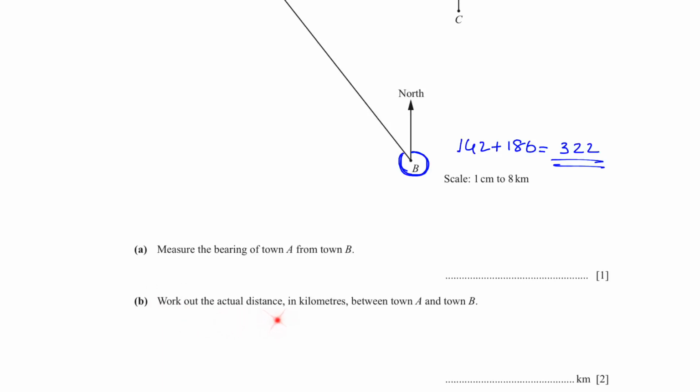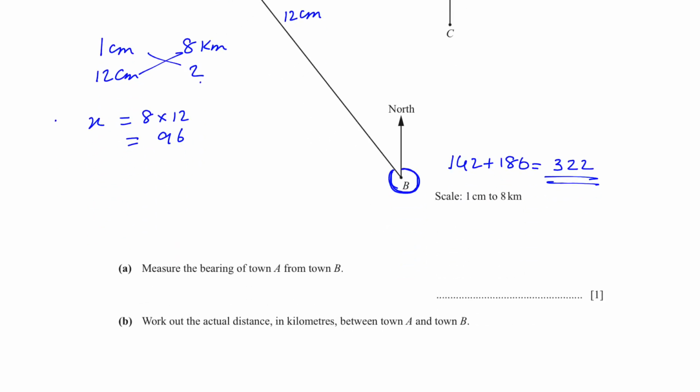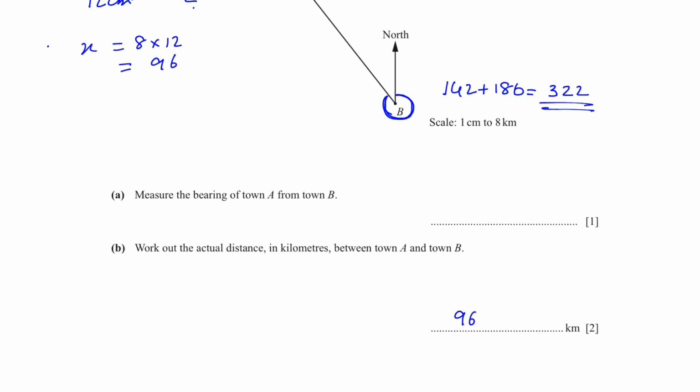In B, work out the actual distance in kilometers between town A and town B. The distance between town A and town B is 12 centimeters. We have been told the scale is 1 centimeter equals 8 kilometers. Therefore, 12 centimeters will equal how much? We can cross multiply. So, x is equal to 8 multiplied by 12, which is 96. So, the answer is 96 kilometers.